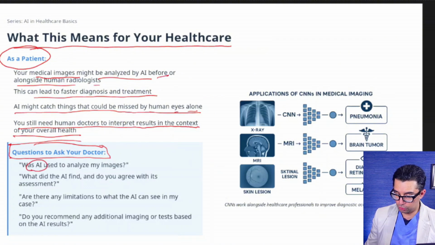The questions that patients will be asking, as they will be educated on this in the future: Was AI used to analyze my images? What did the AI find? Do you agree with this assessment? Are there any limitations to what AI can see in my case?